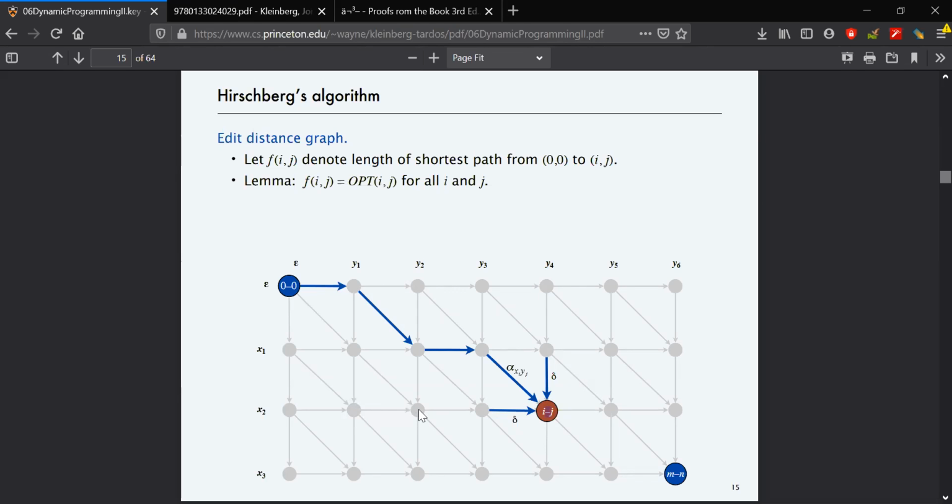Delta. This is going to be delta. What is going to be the weight of this edge? Delta. Yeah, this is going to be delta. And this one? Alpha x2 y2. Yeah. So you have filled it. Now this is a weighted graph, and you look at the length of the shortest path from here to here. Okay. And that is going to be your optimum by definition.